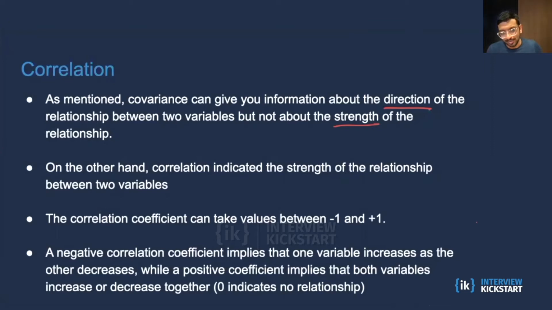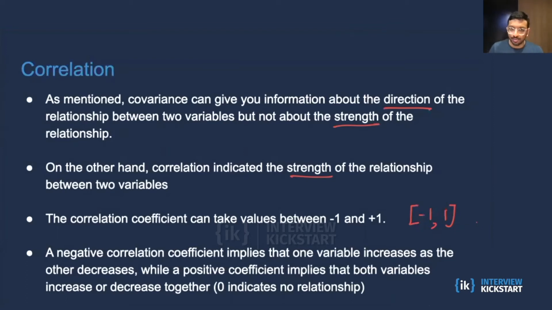Since covariance is not normalized, it can have pretty much any value, and the value depends a lot on the scale of the two variables in question. But on the other hand, correlation, the concept that we're covering in this video, gives us information about the strength of the relationship and also information about the direction. So the direction is what covariance gives us, but correlation gives us additional information which indicates the strength of the relationship. And the reason for this is that the correlation coefficient, as we describe it, is a normalized quantity. It takes on values between -1 and +1 inclusive.